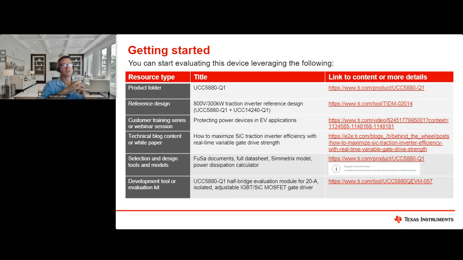So we now see the need to employ this real-time variable gate drive strength even in onboard chargers, believe it or not, because onboard chargers are also increasing in complexity, especially with what we call one-box designs, where you sometimes combine OBC, DC to DC, and traction inverter. But any power conversion subsystem that uses isolated gate drivers can benefit from real-time variable gate drive strength, because at the end of the day, you're improving efficiency.